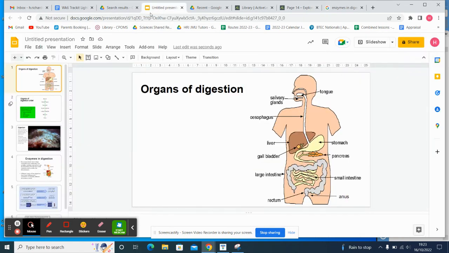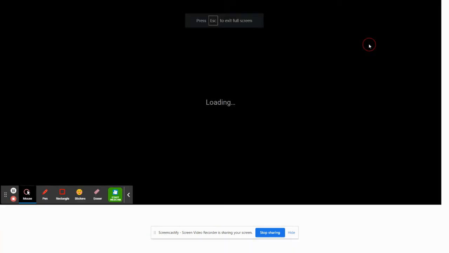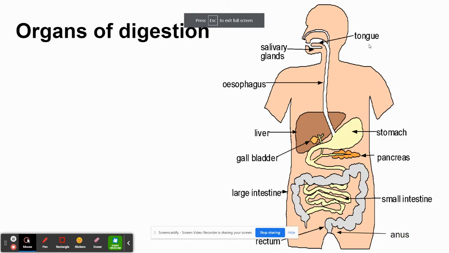So very quickly, if I just go to here, these are the organs of your digestive system. The whole purpose of digestion is to break down large insoluble molecules into smaller, more soluble ones that can be absorbed into the blood. Now, that is the definition: breaking down large insoluble into smaller soluble molecules that can be absorbed.